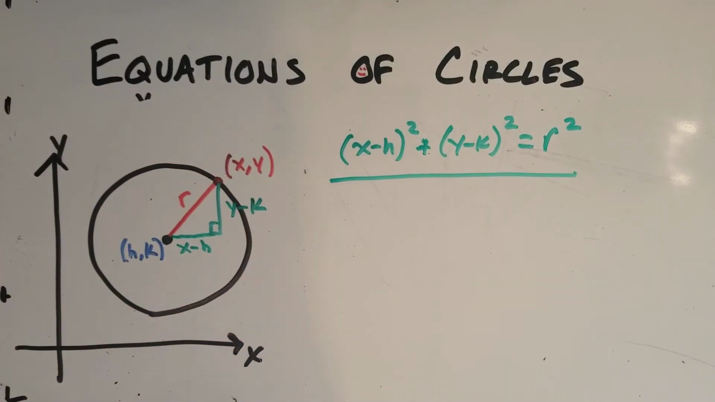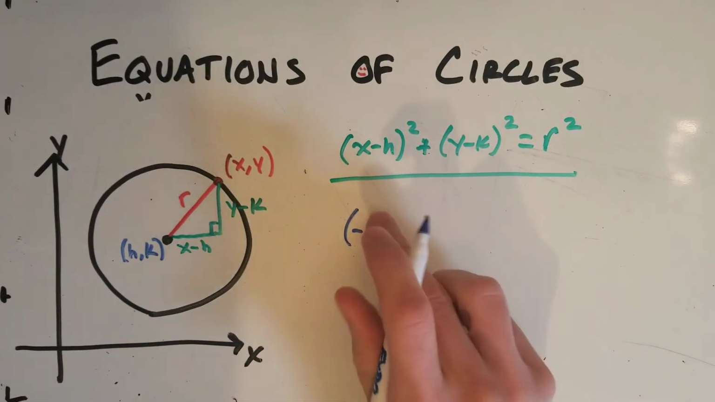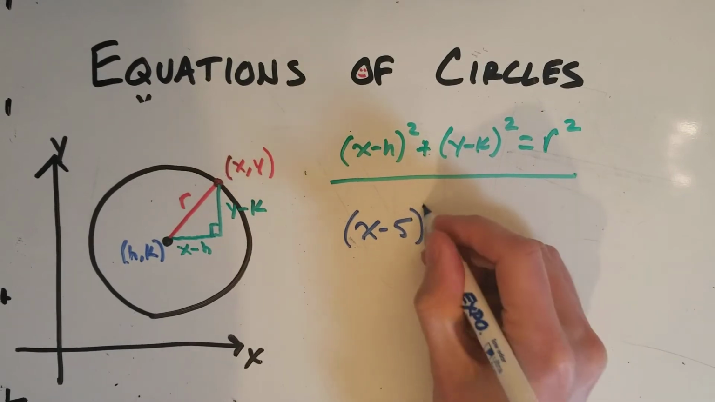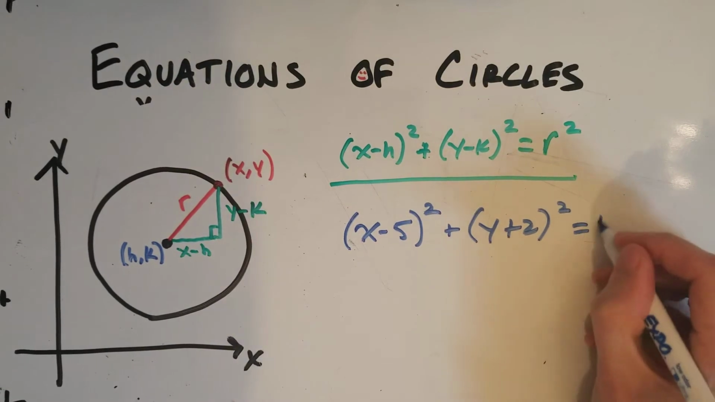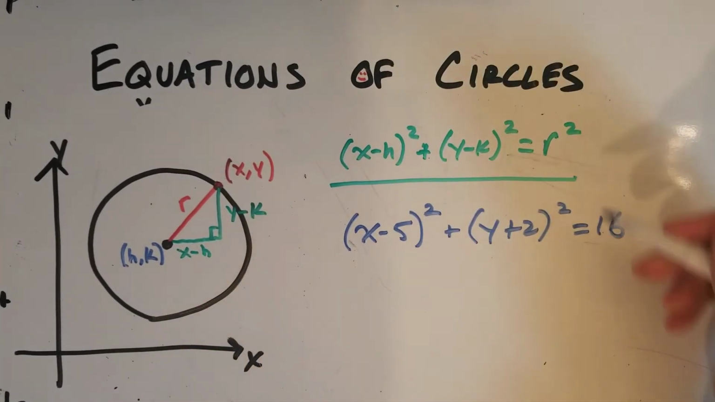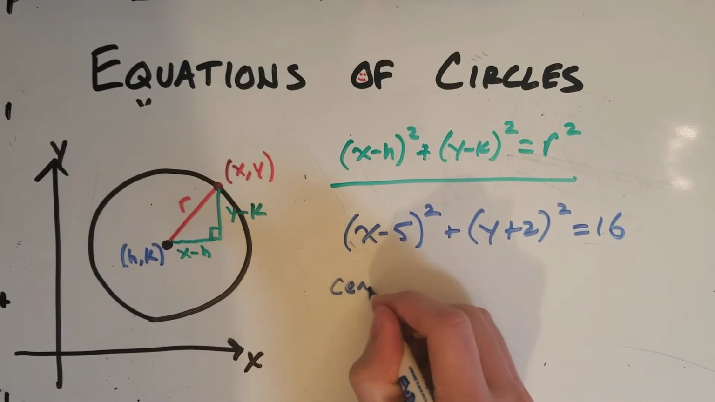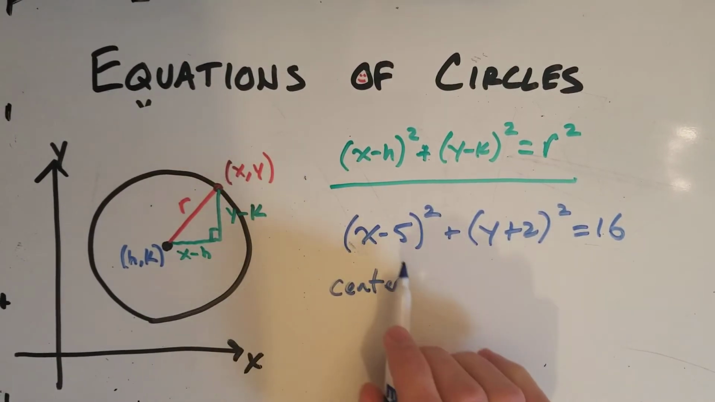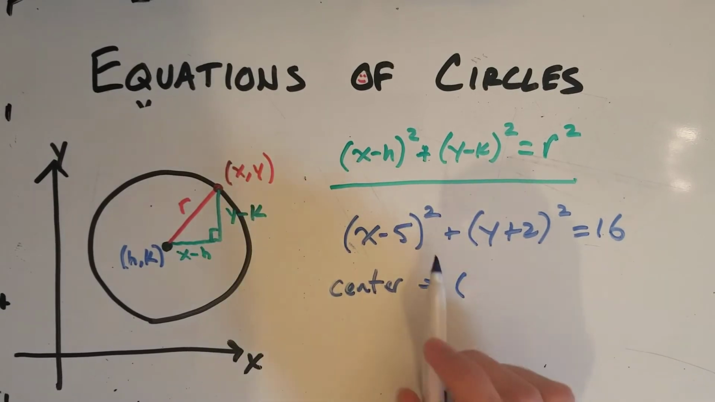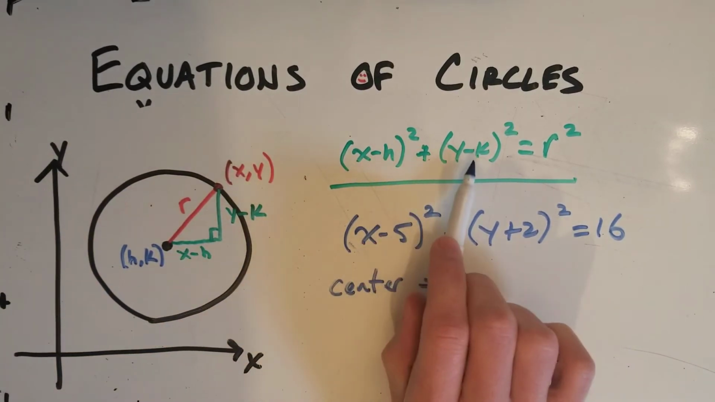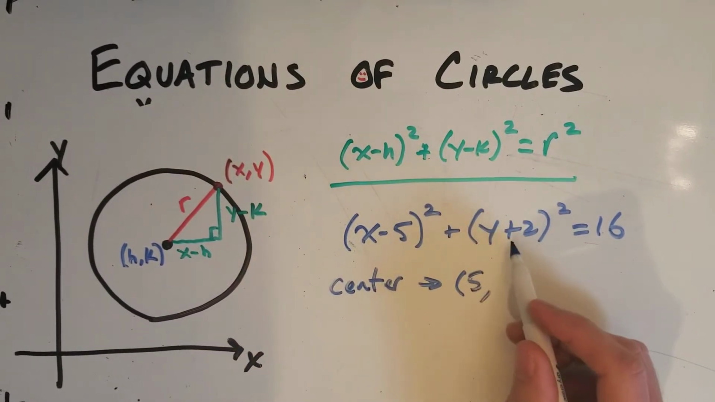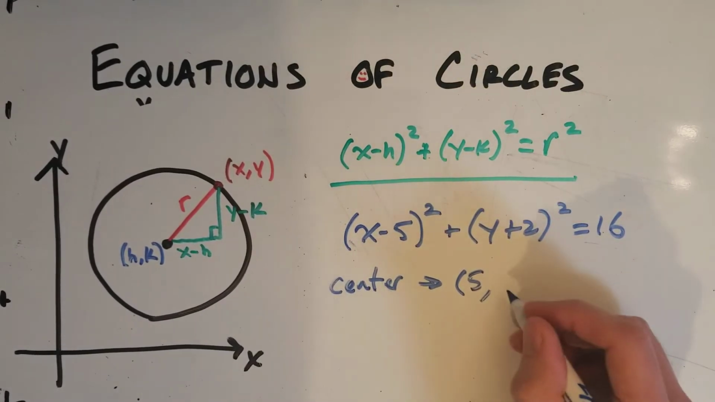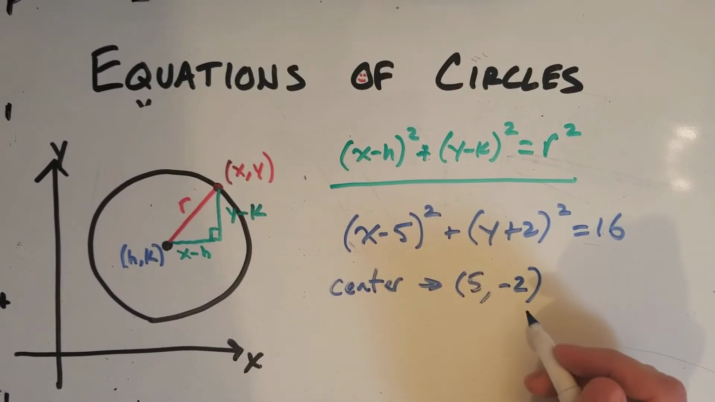What's nice about this form is that if we have equations written in it, like let's say we have x minus 5 squared plus y plus 2 squared equals 16, then we know just from being in this form that the center is h, k, and in this form you have minus h and minus k. So minus h, we have minus 5, so it's going to be 5. Minus k, we have plus 2, which is like minus negative 2. So our center is 5, negative 2 here.